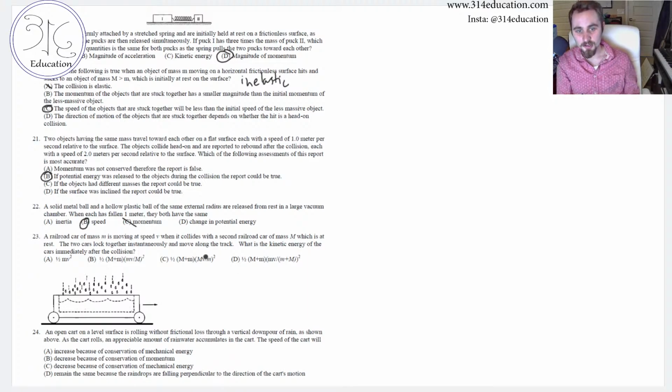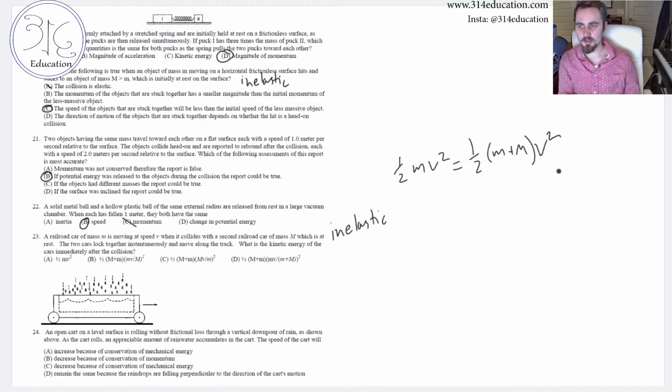Now it collides and locks together. This is an inelastic collision, which tells us that we don't expect kinetic energy to be conserved. So we can't just go from 1/2 mv squared to 1/2 big M v squared like that. That only works for elastic conditions.